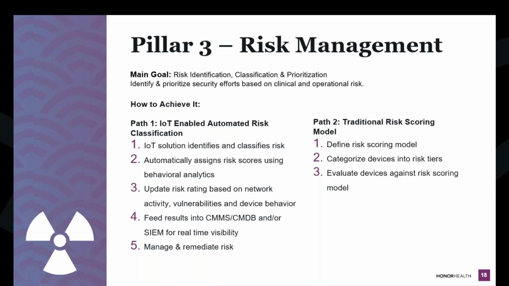And then you evaluate that device against the risk scoring model that you created, and you have to track that. Again, in your CMMS, you can track your risk there, you can track it in your Excel spreadsheet, you can track it on a piece of paper, but it has to be tracked. And you create a remediation plan. What do you prioritize and how do you do it?